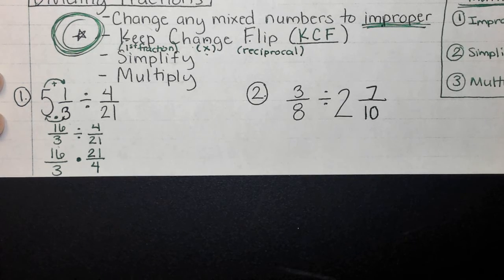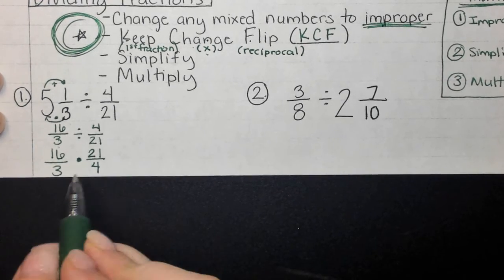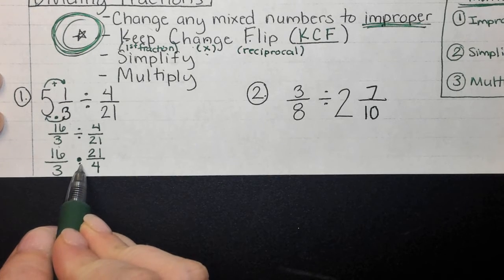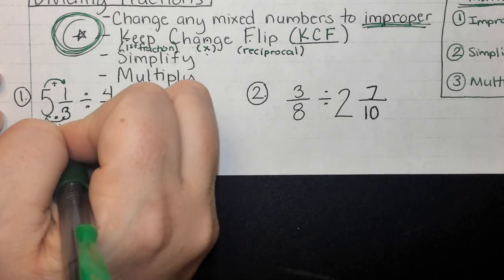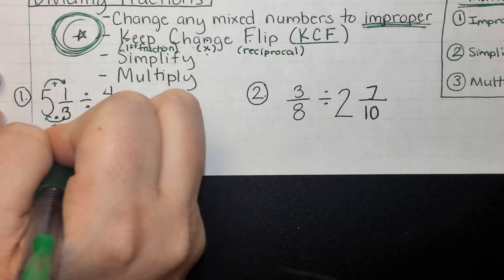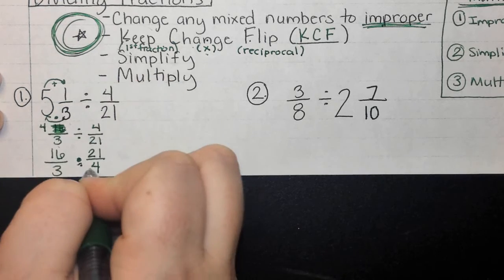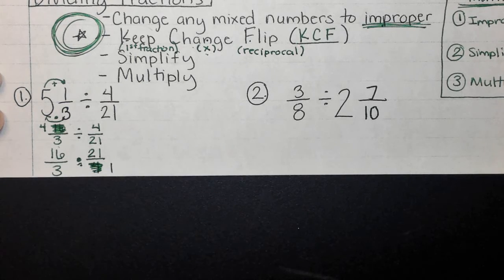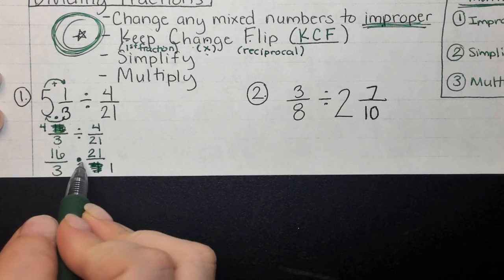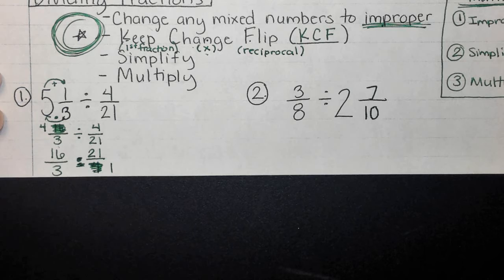Or I can try to simplify ahead of time. Once it says multiply, you can simplify. Okay? So what can I simplify in this problem right now? Kelsey? 4 and 16. What number can go into 4 and into 16? 4. So I'm going to do 16 divided by 4 is 4. And 4 divided by 4 is 1. Okay? I don't know why that's there. It's just times. All right.